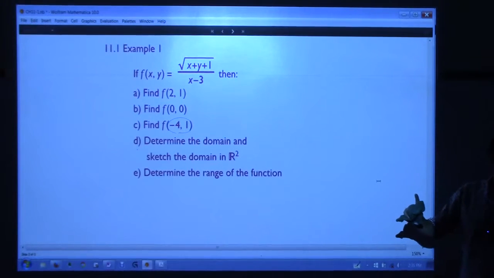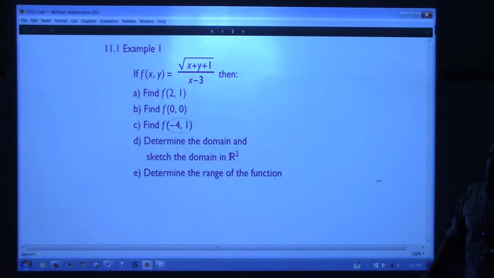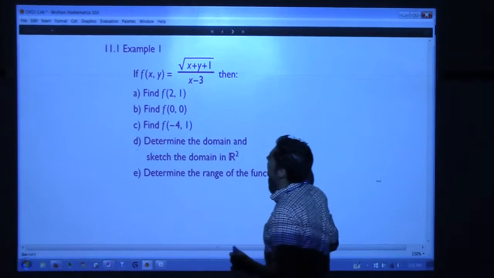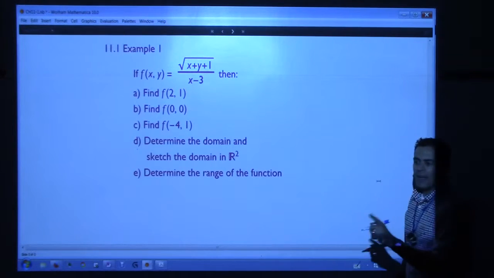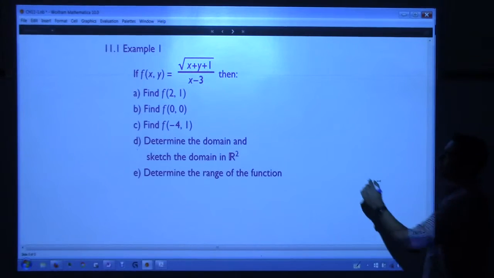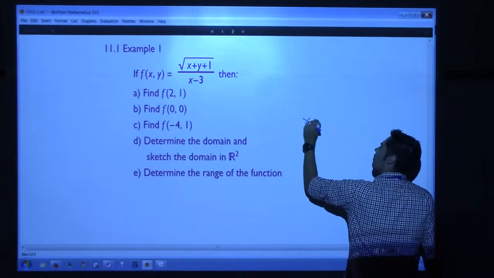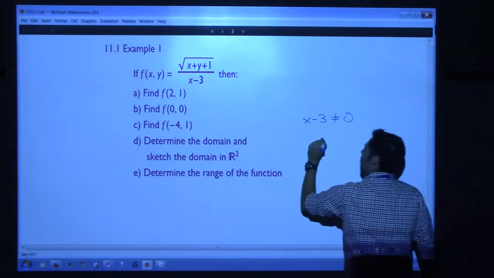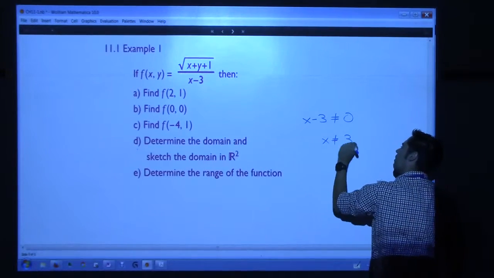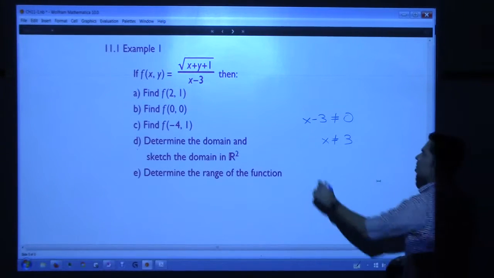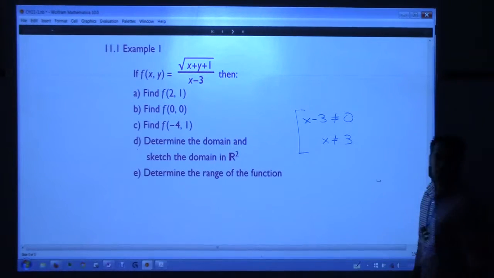If x is positive 3, you can't. Okay, we don't want x to be 3, right? We don't want x to be 3. So we have this so far. This cannot be true, right? That bottom cannot be 0, which means that x cannot be equal to 3. Agreed? That's one thing. What's the other thing we don't want?